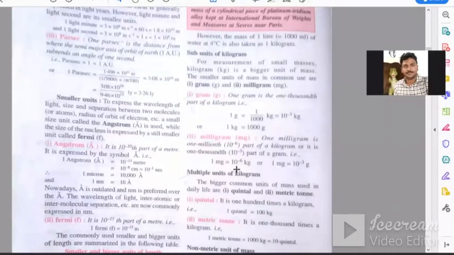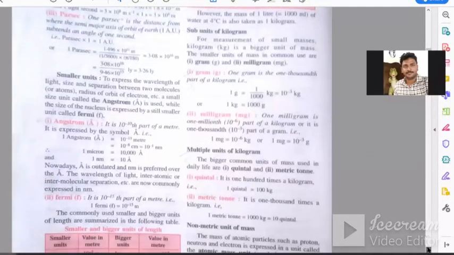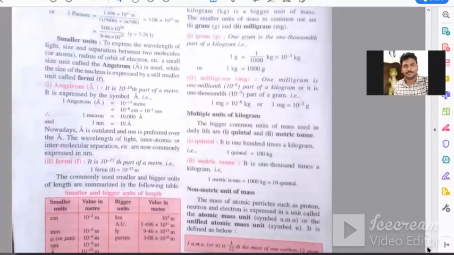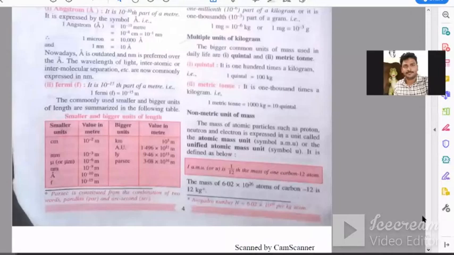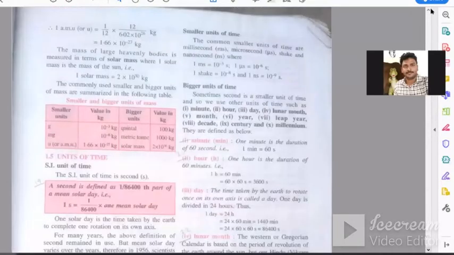Now multiple units means bigger units of kilogram. So we are using quintal and metric ton. You have to remember this also. 1 quintal means 100 kg, and 1 metric ton means 1000 kg. Also remember that 1 metric ton is equal to 10 quintal. So these units of mass we have to remember.